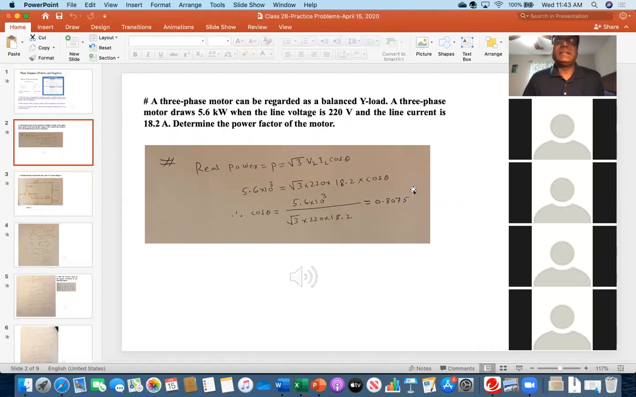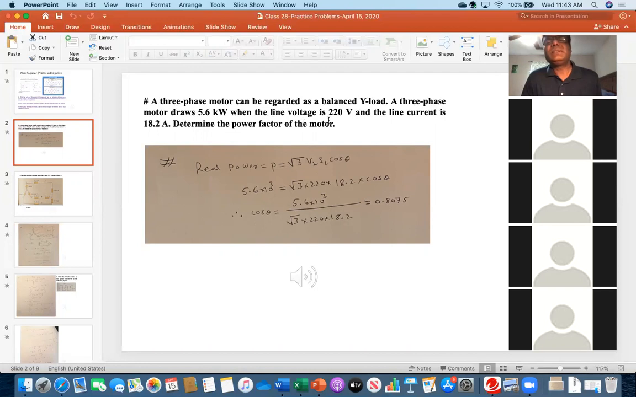Okay, so everybody see, here I have set up a simple problem with respect to a three-phase system. A three-phase motor can be regarded as a balanced Y load. This means there is a three-phase motor, for example, at your home, and that is balanced, but it is Y connected. This means it has a neutral line. Now a three-phase motor draws 5.6 kilowatt, because when you plug in the motor, it is taking power from the line.